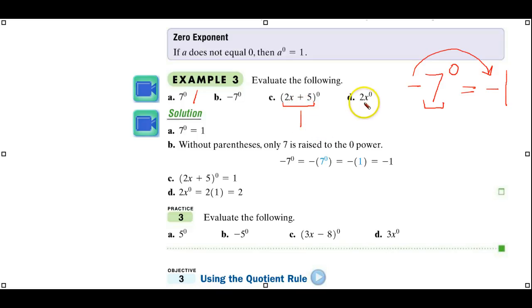Now for letter D, again, what is our base? Is it 2x or just the x? Keeping this in mind. It's just the x. So x to the 0 power is 1. We now have 2 times 1, which is 2. And they're showing and illustrating that. And these are very similar. So let's just do this. This is going to be 1. This, negative 1. This, 1. Now here's our 1 times 3. So this would be 3.